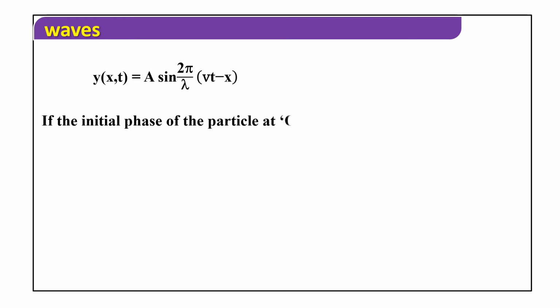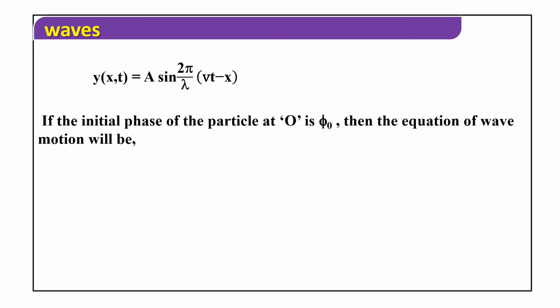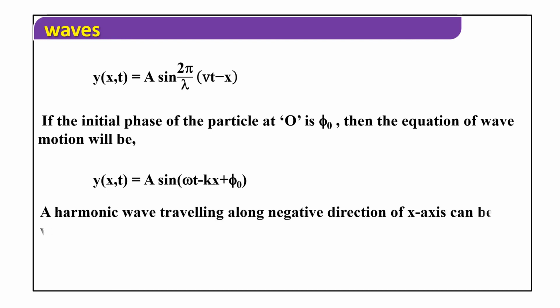If the initial phase of the particle at O is phi naught, then the equation of the wave motion will be y of x comma t equal to a sin omega t minus kx plus phi naught. A harmonic wave travelling along the negative direction of the x-axis can be written as y of x comma t is equal to a sin omega t plus kx plus phi naught.